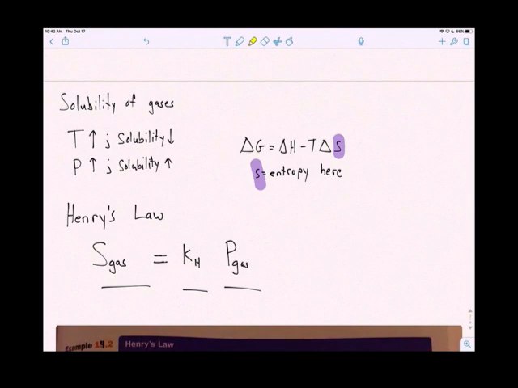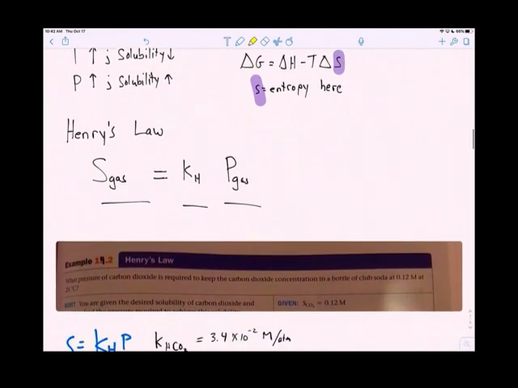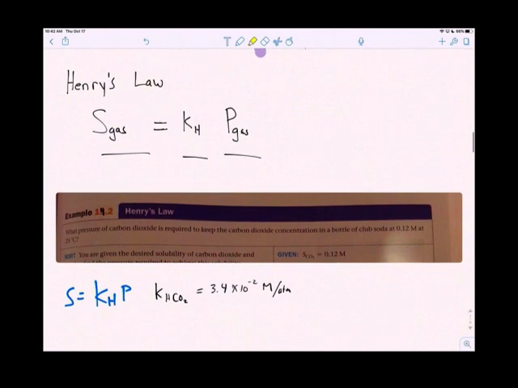Also, as pressure increases, solubility goes up. That's another one with gases. And we have Henry's law here. Henry's law says the solubility of a gas equals the Henry's law constant times the pressure of the gas. So that's Henry's law.